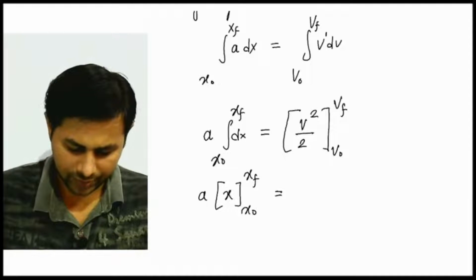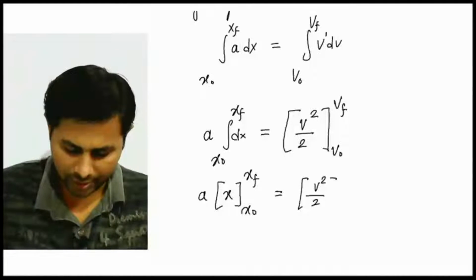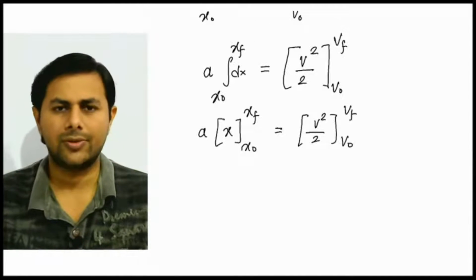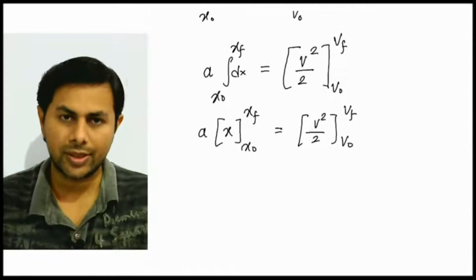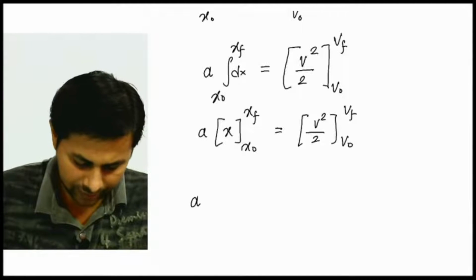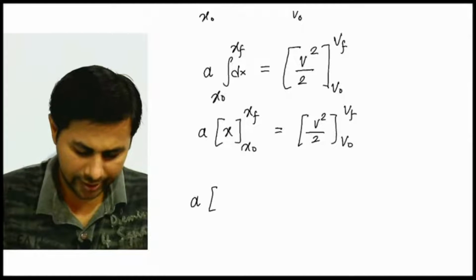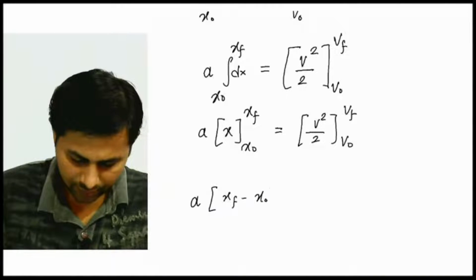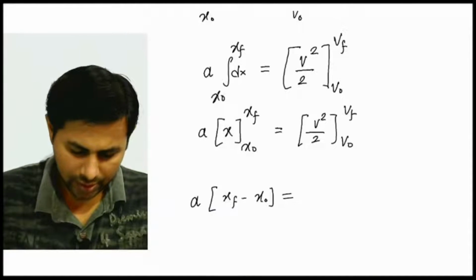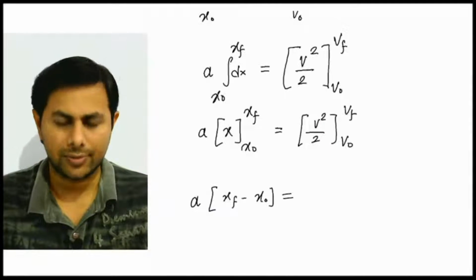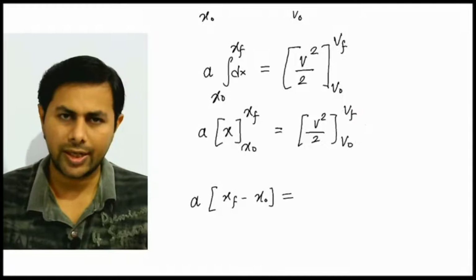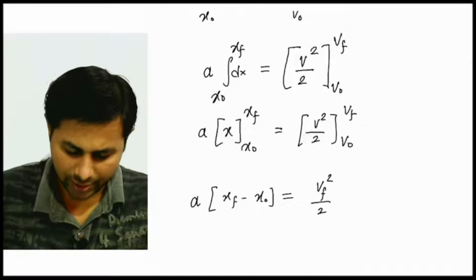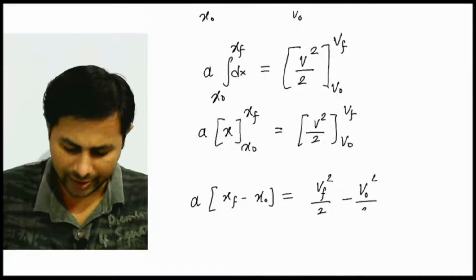So this is equal to v squared by 2 from v naught to vf. And now we can substitute the upper and lower limits. So substituting them, we get a times xf minus x naught is equal to, on the right hand side, v squared divided by 2. So there we have to substitute vf and v naught. So we get vf squared divided by 2 minus v naught squared divided by 2.